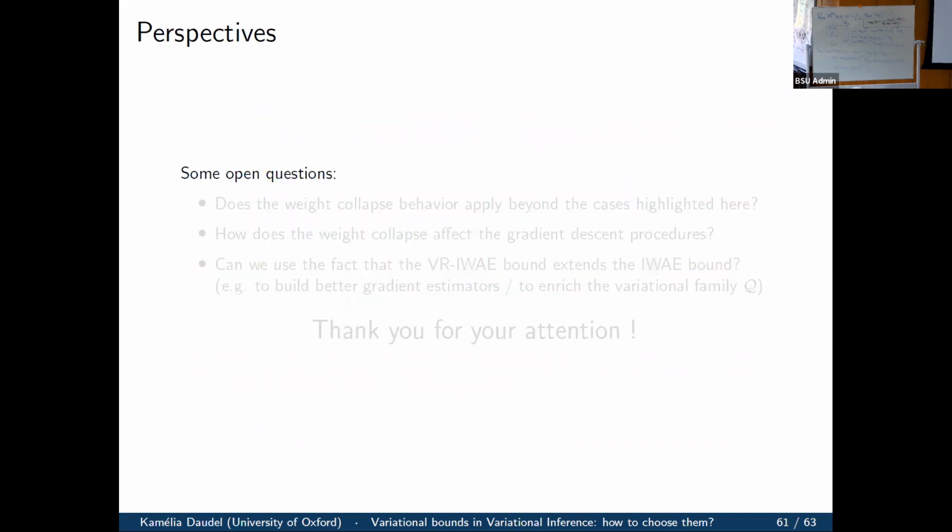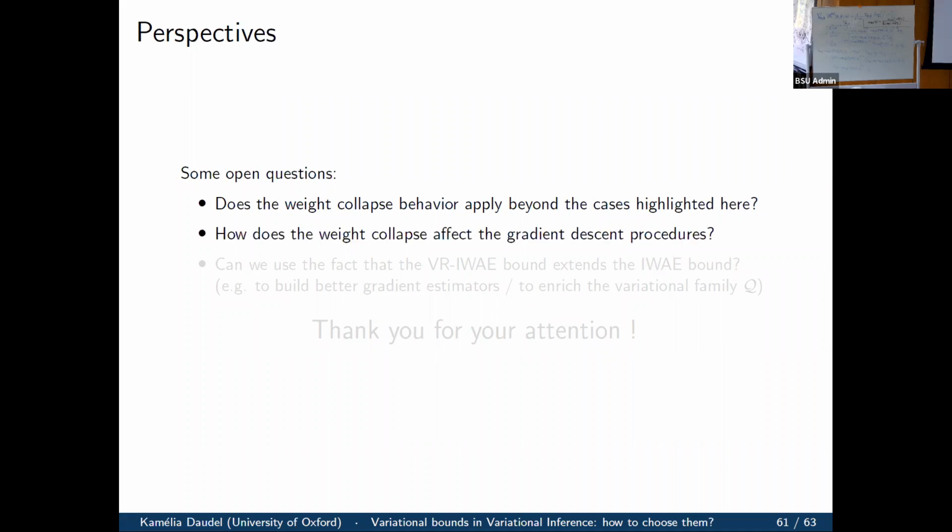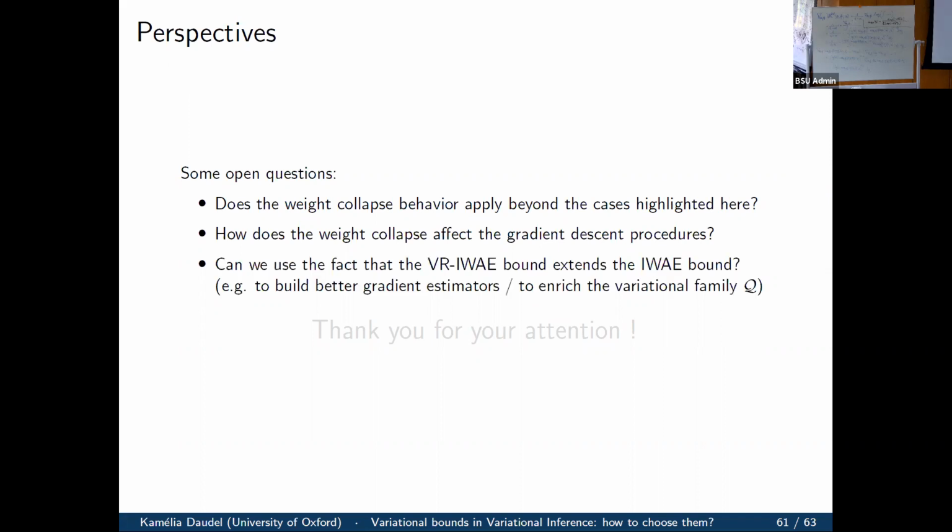Some perspectives, some open questions, in my opinion. Does that weight collapse behavior apply beyond the cases I highlighted here, and under what conditions on L and D? How does the weight collapse affect the gradient descent procedure? That would be the step forward. And can we use the fact that the VI way bound extends the E-way bound further? That's what I was telling you. Maybe just using the methodology built for the EY bound might actually transfer to the VI way to get better gradient estimators, or just to work with larger variational family Qs.